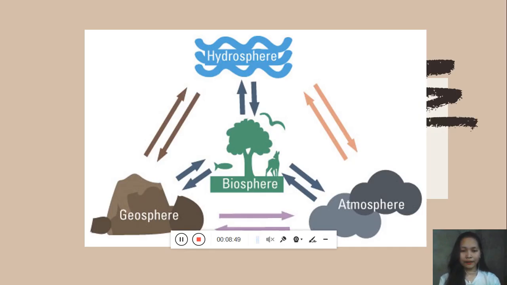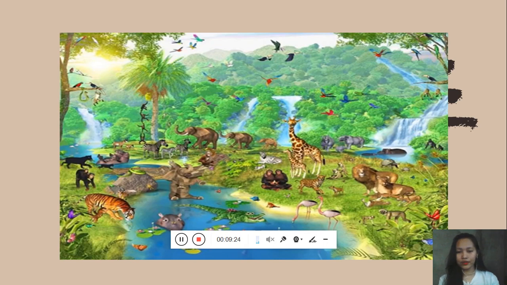So as a recap, we have the following spheres: the geosphere, the hydrosphere, the atmosphere, and the biosphere. The geosphere includes all the rocks and minerals on Earth, while the hydrosphere is all the water found on, under, and over the surface of the Earth, while the atmosphere is the gases that surround the Earth. And lastly, the biosphere is all the life on Earth.